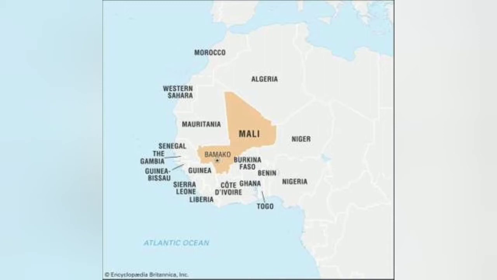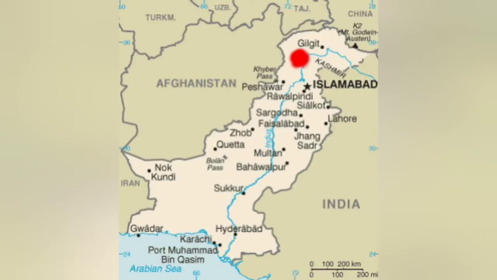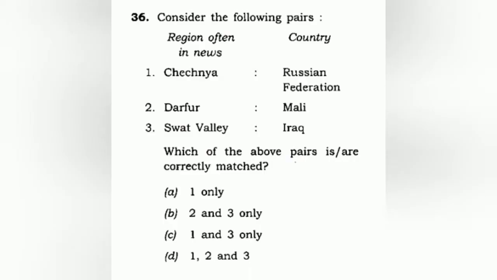The third option that we have is Swat Valley, which is in Pakistan with the capital Islamabad. So now you see that Swat Valley is not in Iraq but it is in Pakistan. So our second option goes wrong, our third option goes wrong. So ultimately the correct answer is 1 only. That is, Chechnya is in Russian Federation, and accordingly our answer is 1 only.